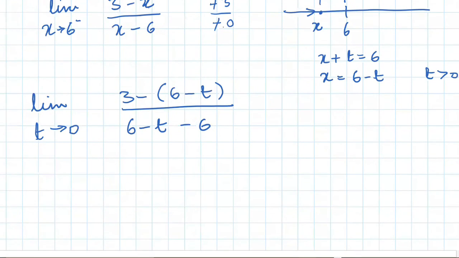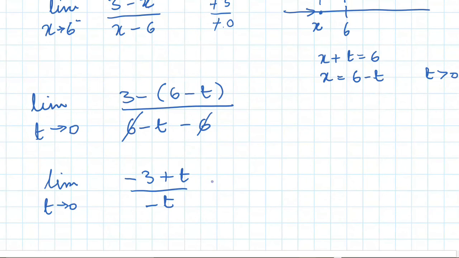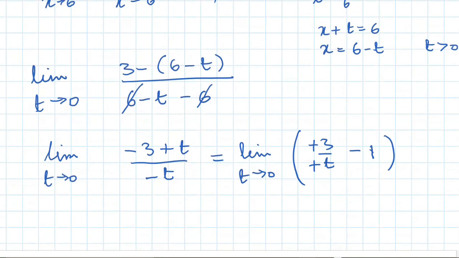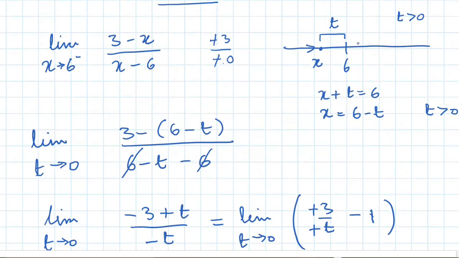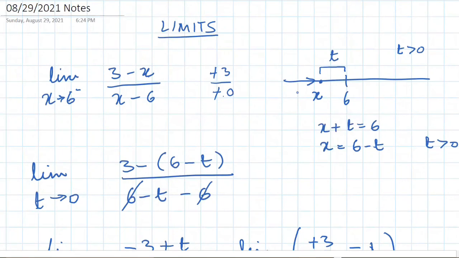Okay, so now let's try to handle this. 6 minus 6, that cancels out. And the numerator is 3 minus 6, which is negative 3 plus T. So this we can rewrite as the limit as T tends to 0 of negative 3 over negative T, minus T over T, which is 1. This is just negative 1, and 3 over T, as T goes to 0, 3 over T will go to infinity. The numerator is fixed at 3, the denominator is becoming smaller and smaller, so 3 over T is getting bigger and bigger, positive infinity.